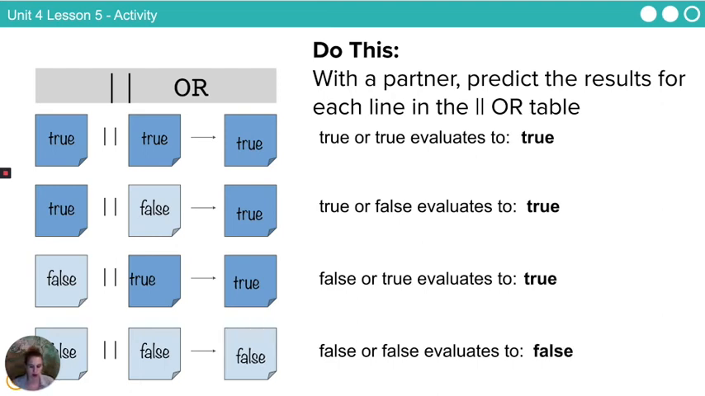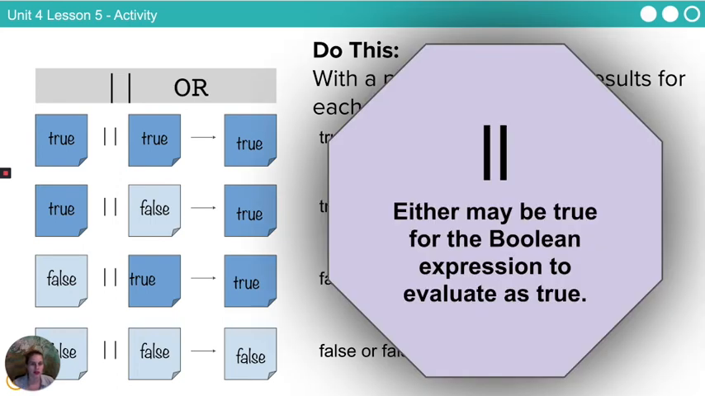And if something is false or another thing is false, no part of that is true, then that evaluates to false. Another way to think about this is that if you have an or statement, either may be true for the Boolean expression to evaluate as true. So as long as there is one true portion of the statement, the or statement evaluates to true.